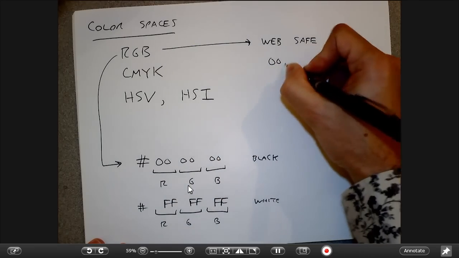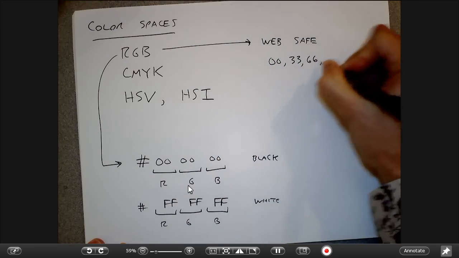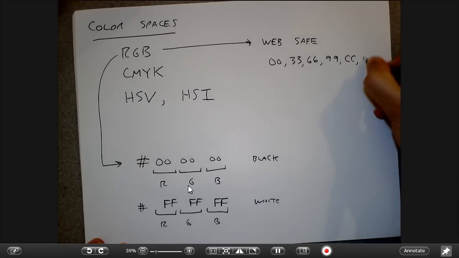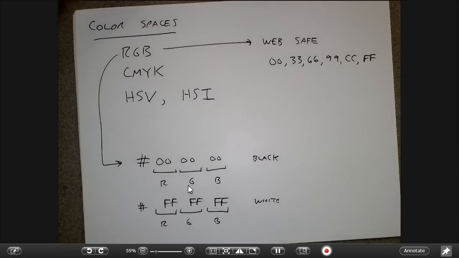The web-safe colors are basically, in each of these slots, you have to have one of these six values. So you only get six levels of red, six levels of green, and six levels of blue. So there are 216 web-safe colors. Even the crudest color palette you have, like in Microsoft Paint, is probably going to be the web safe colors. And I remember back in Windows 3.1 where there were really only 16 colors to play with. You guys don't know how lucky you are.